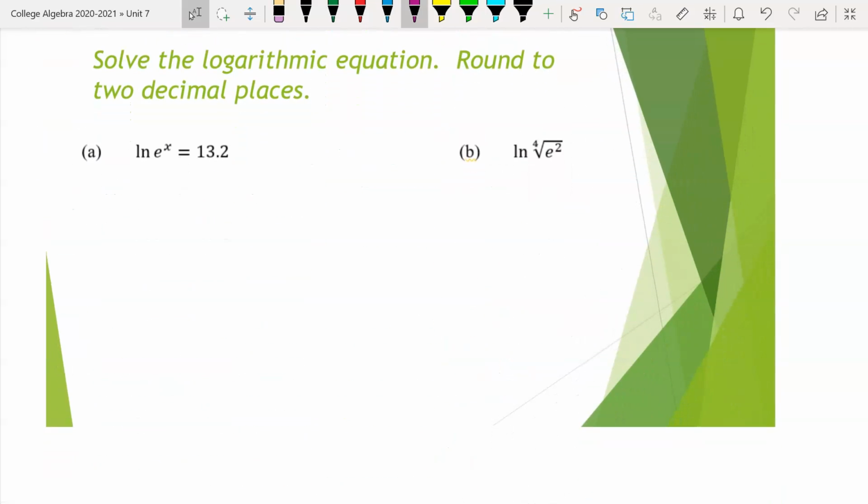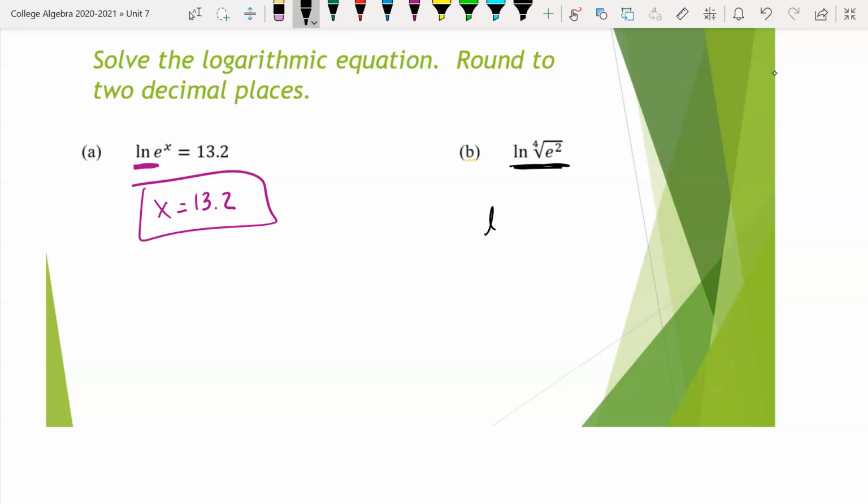Solving the log equation, we talked about this. If it's natural log and common base e, they're going to cancel. So the answer is just x equals 13.2. The exponent is going to drop down. That's your answer. B is the same setup. You just have to rewrite it. So I'm going to say natural log of e to the 2/4, because whatever's on the inside goes on top of the fraction. If you write an exponent, whatever's on the outside goes on the bottom. Now they cancel. So my answer is 2/4, which is really just 1/2.